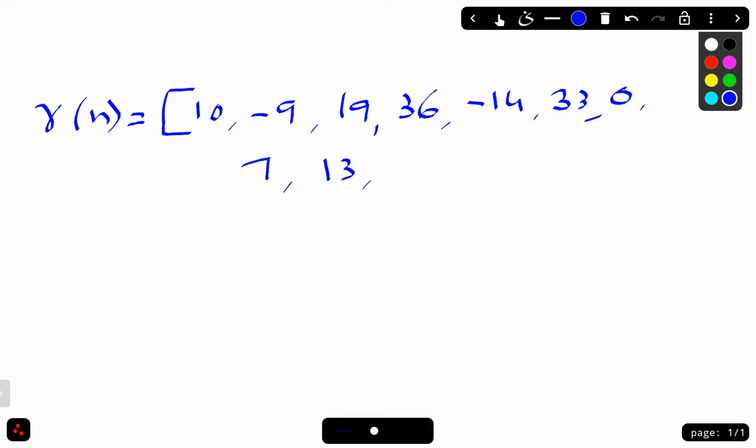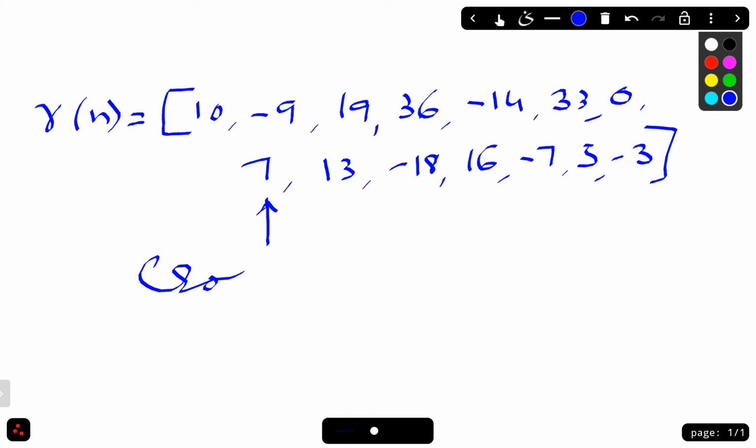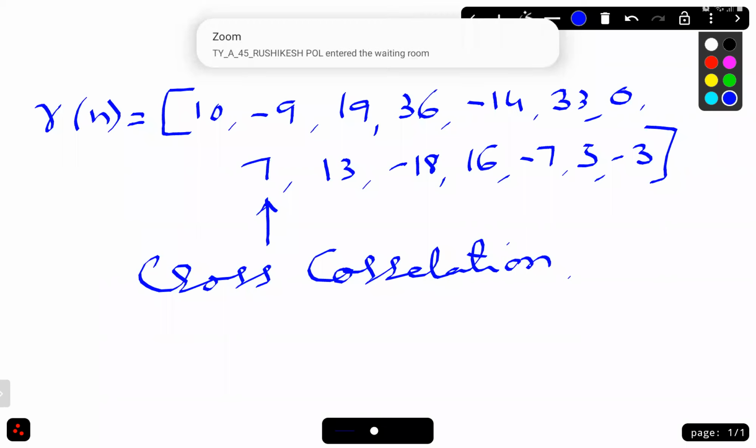What is next? After 13, minus 18. Then we have 16. Then minus 7. Then 5, minus 3. Okay, and 0 is at this location. So this is the way we have calculated the cross correlation of the given two sequences. We are calling it the cross correlation of two sequences. Right? Any doubt here? Any question from anybody?